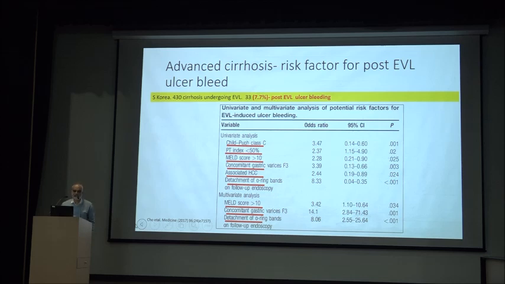In many studies it has been shown. This is one of the studies, from South Korea, of 430 cirrhotics undergoing EVL, with 7.7% post-EVL ulcer bleeding. On multivariate analysis, we can see MELD score more than 10, concomitant gastric varices, and detachment of early ring bands were risk factors for post-EVL ulcer bleed.